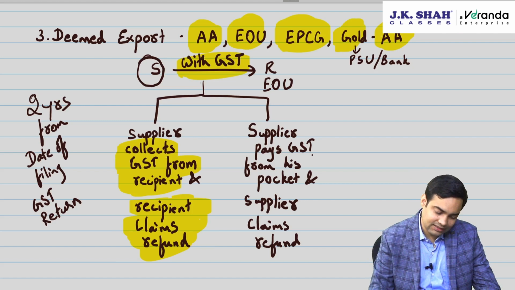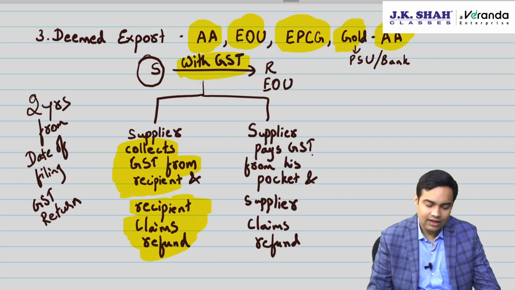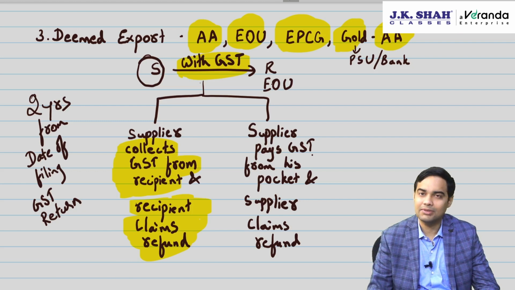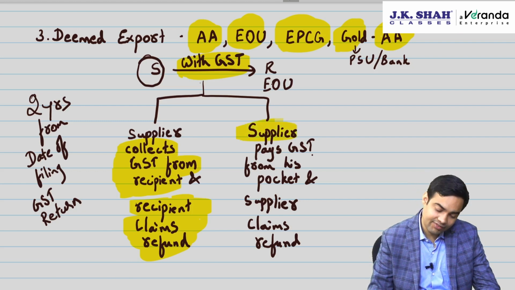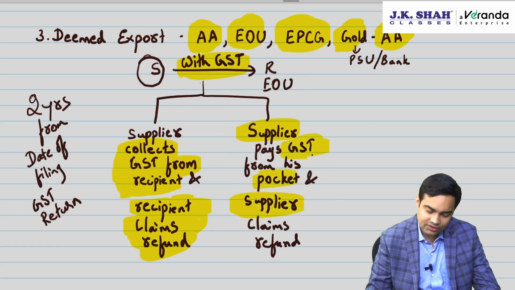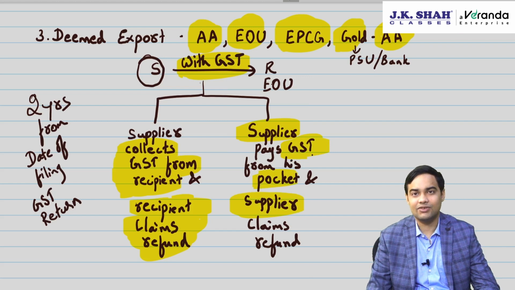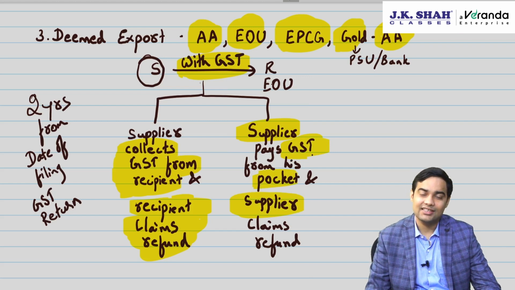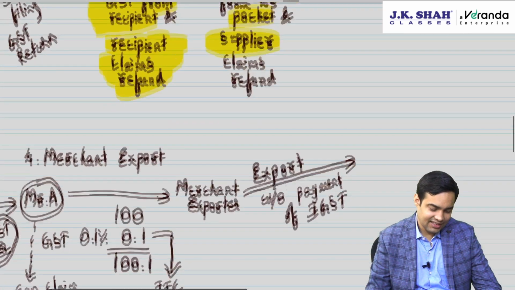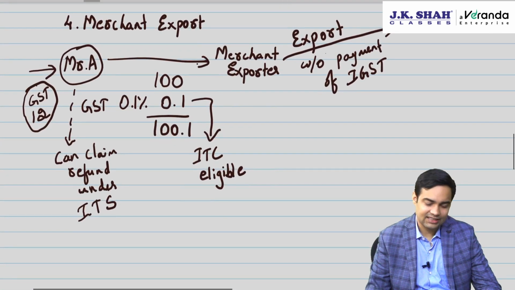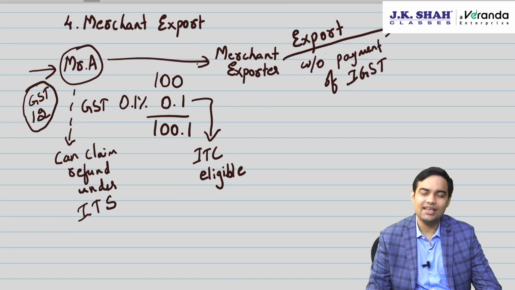So if supplier collects GST from recipient and recipient claims refund, it is because recipient has borne the tax. In other way, if supplier pays GST from his pocket, then the supplier can claim refund. So whoever has borne the tax, he can claim refund. This is a special case where the person who has borne the tax can go ahead and claim the refund.